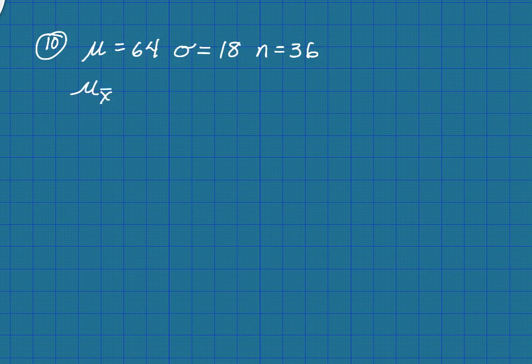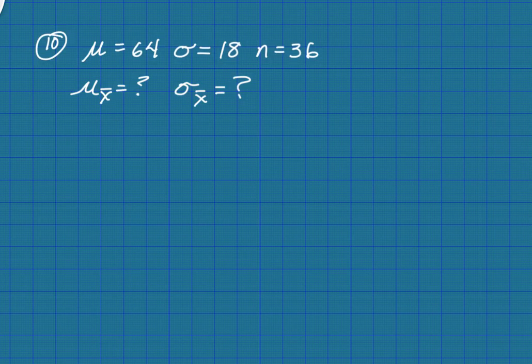Take a look at some examples from your book. For number 10, you are given a description of a population. You are given the mean equal to 64, the standard deviation of the population equal to 18, and the number in the sample, or the samples that you're going to be taking, is 36. We are being asked to determine mu sub x bar, or the mean of the sampling distribution. What does that equal? And also, what does the standard error of the mean equal?